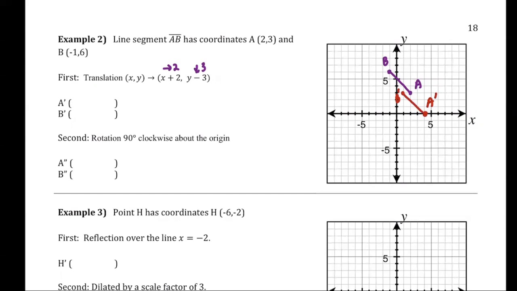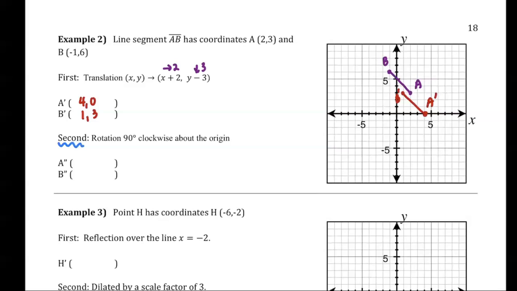Now, once I have my 2 points here, it looks like A is going to be at, I think 4, 0. And B prime, it looks like we go right 1, up 3. So 1, 3 is my new set of points. And the red ones now are the ones I'm going to use to do my second rotation.